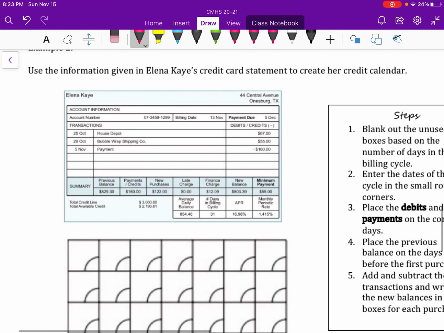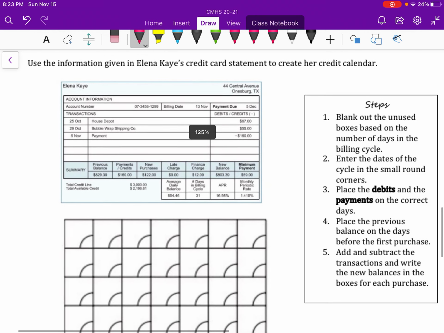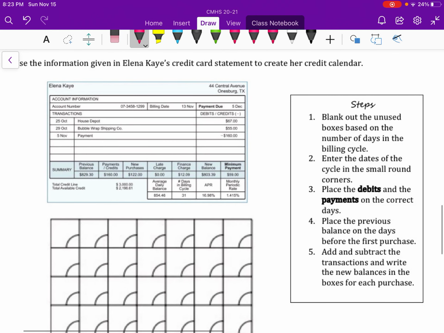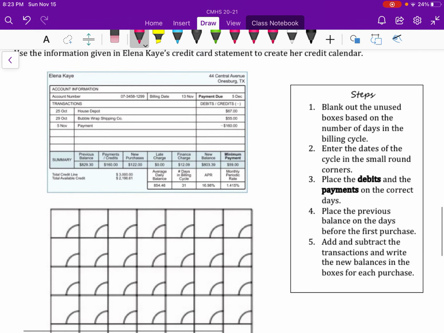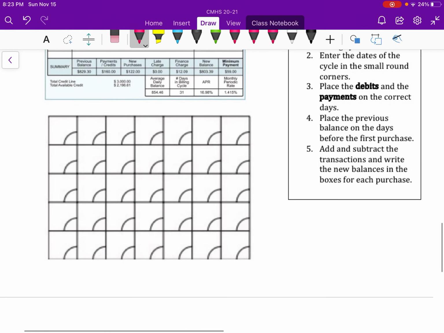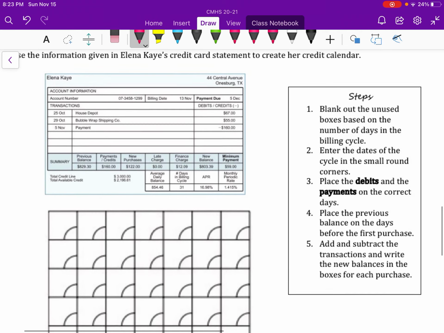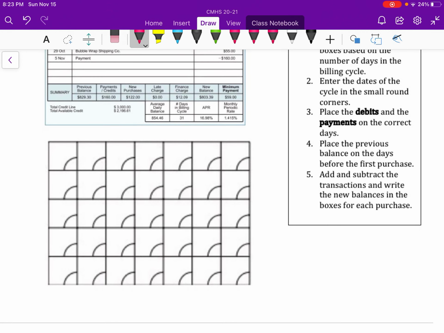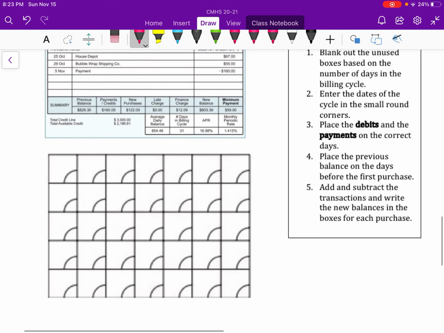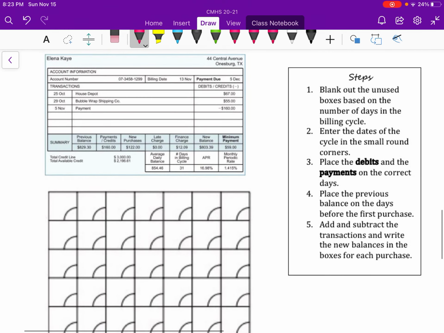All right, example 2. This is a little crazy, but we're going to use these steps over here, and I'm going to help you to go through it. Basically, this down here is called a credit calendar. Here's the statement on top, and the credit calendar is on the bottom. From this statement, we are going to create a calendar to show how much this person spent every single day of the billing cycle.